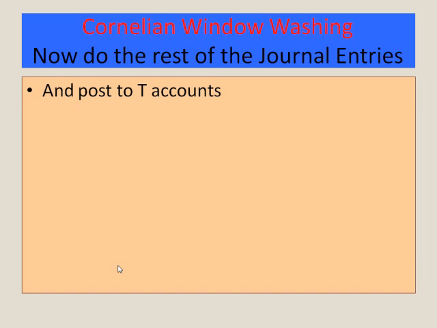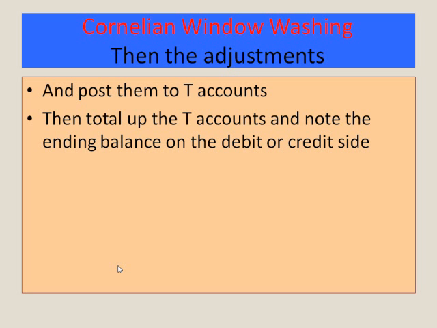Now go back and do the rest of the journal entries up to the adjustments and post them. Now go back and do the adjusting journal entries. Post them also to the T accounts, and note the ending balance on your T accounts. Draw a line and put the ending balance either on the debit side or the credit side, but please not on both sides. You will only list the ending balance as the difference between the debits and credits, and it'll be on the side with the greater activity.